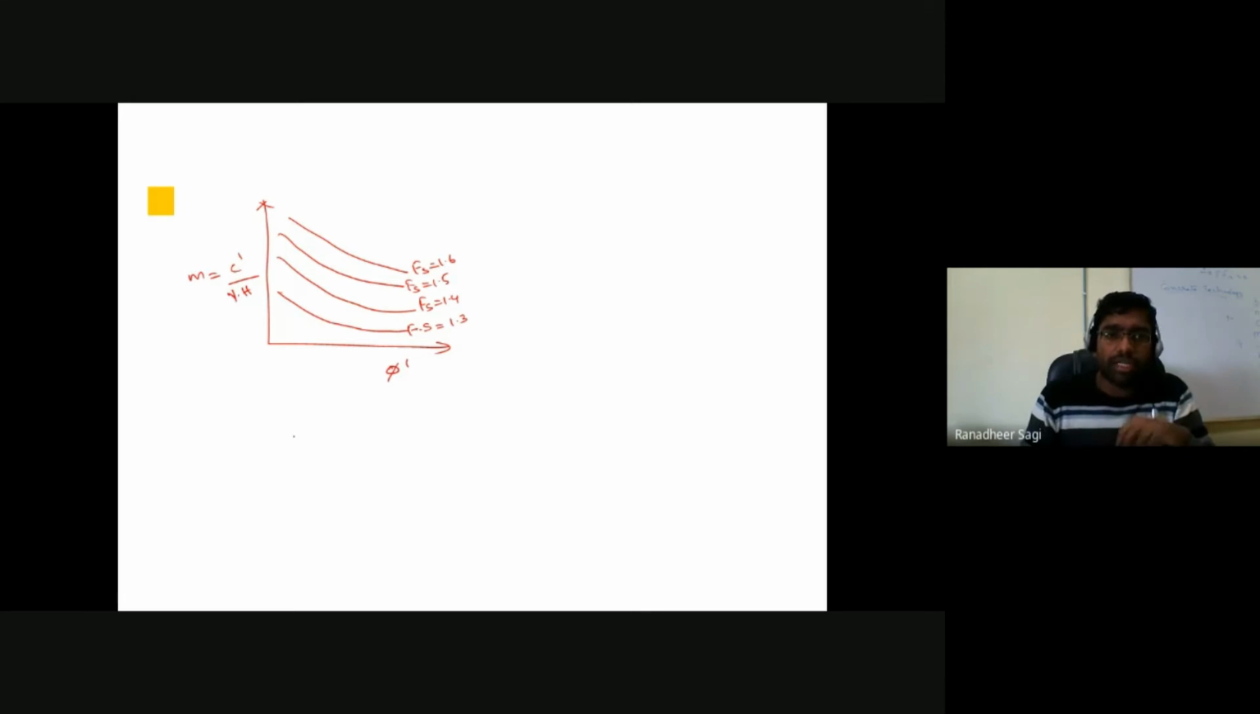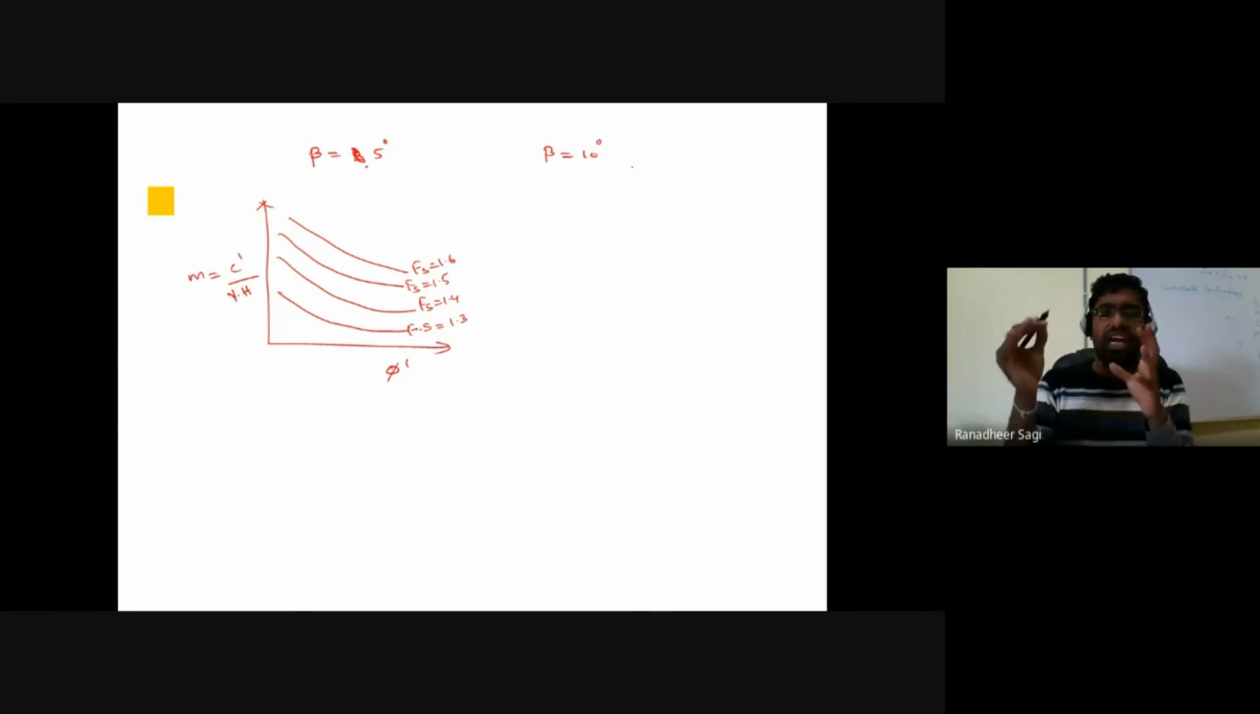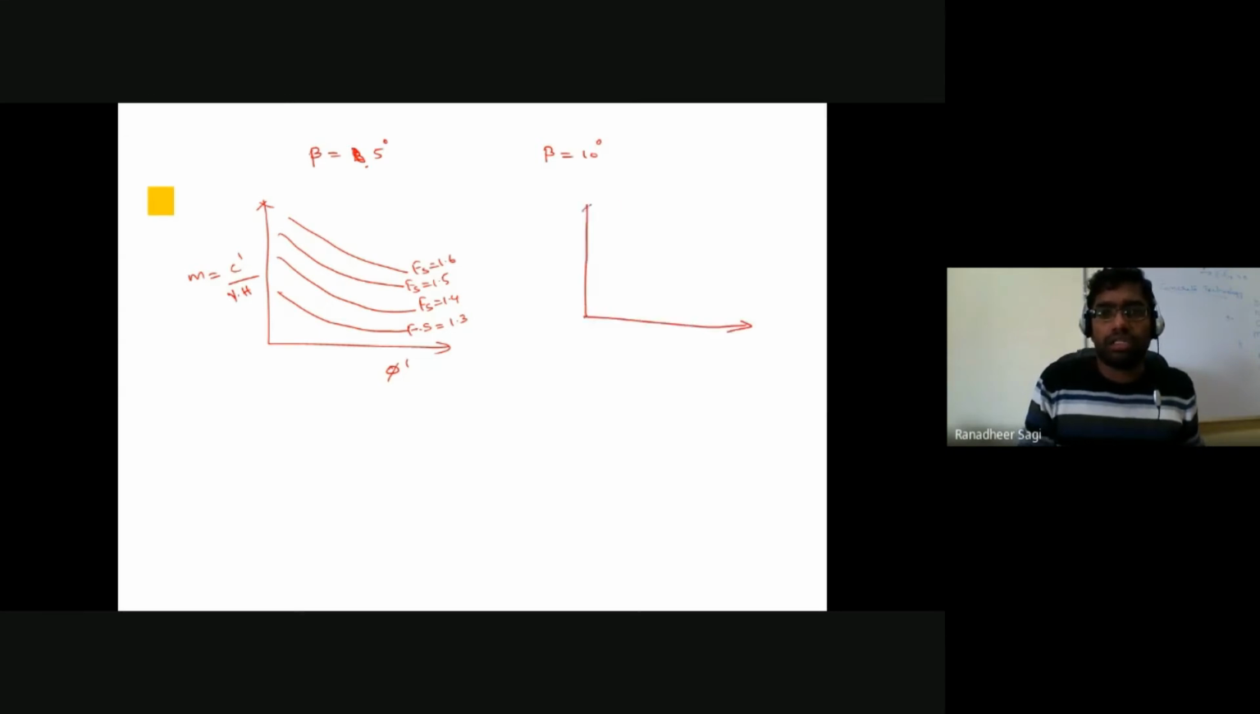If you look at this chart, what he has given could be for some particular beta angle, let's say a beta angle of 5 degrees. Likewise, for some other beta angle, maybe 10 degrees, he went on to give different standard charts like this. Let's say for a beta angle of 10 degrees, you have another standard chart for phi dash and M value indicated.